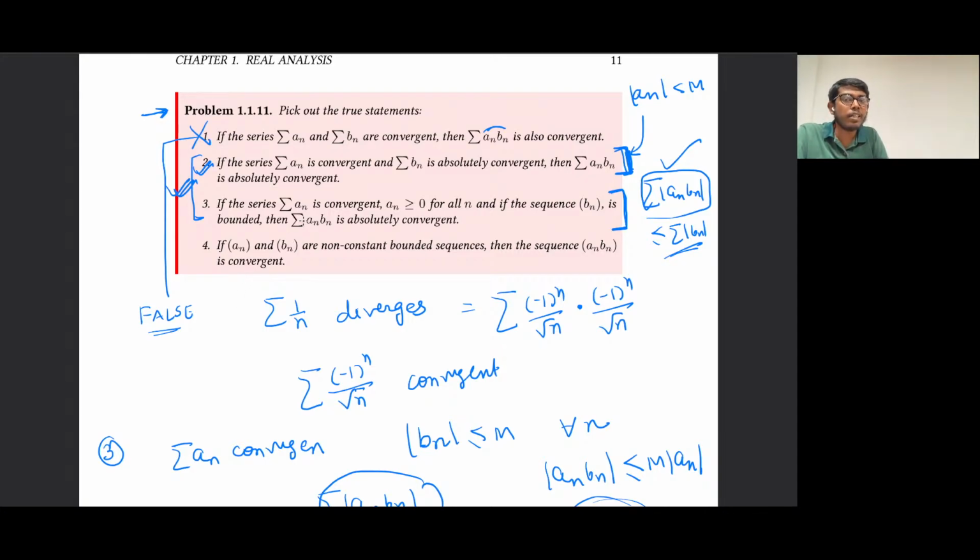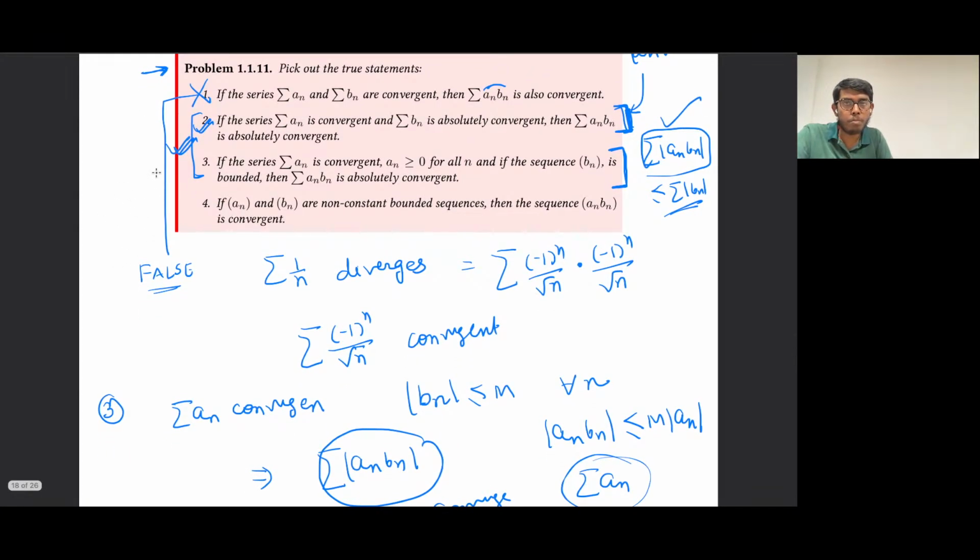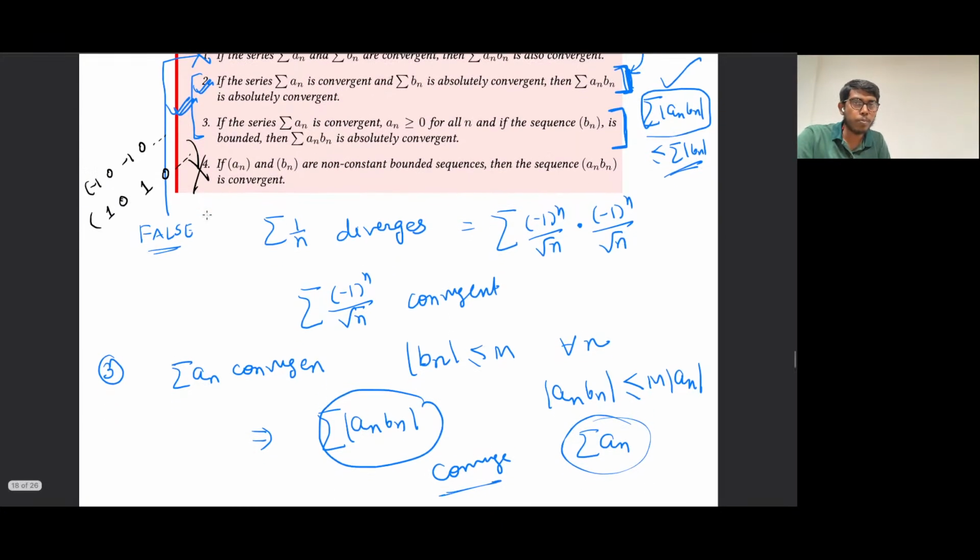And the fourth option says that if an and bn are non-constant bounded sequences, then the sequence an bn is convergent. Yeah, that's of course false. There are plenty of counterexamples that you can construct. I'll just do one: minus 1, 0, minus 1, 0, and the second you can take 1, 0, 1, 0, like this. So the product is like minus 1, 0, minus 1, 0, which is not convergent. So this is false. This was also an easy problem, so we can proceed to the next one.